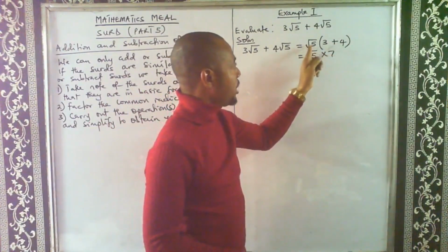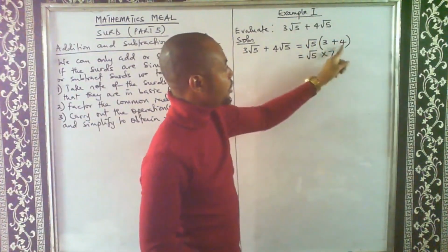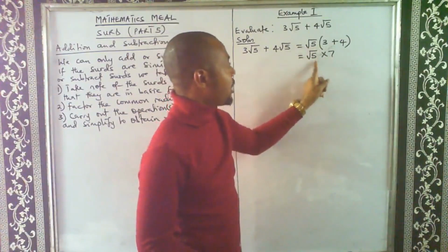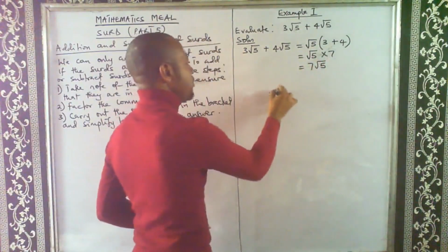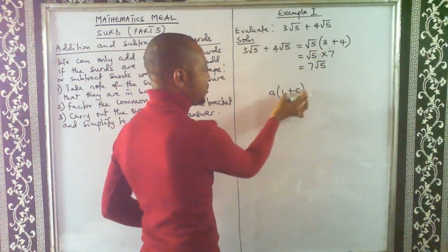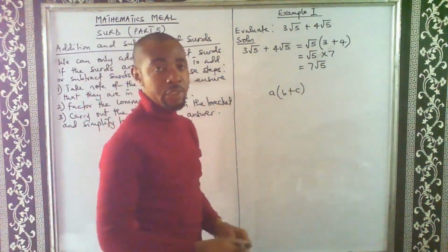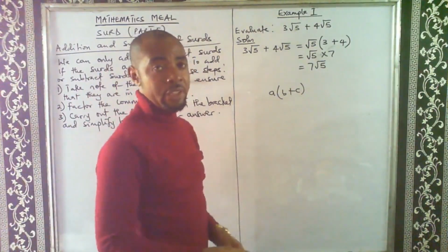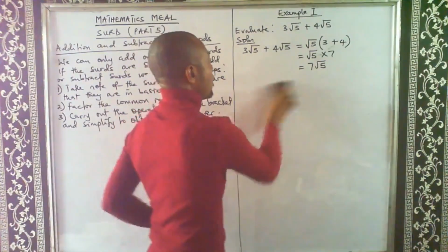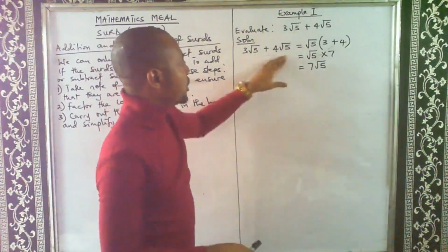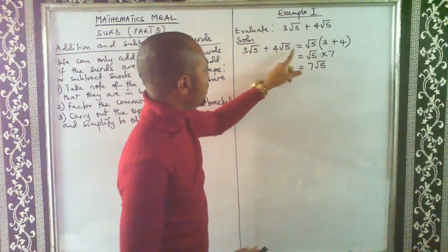So this means root 5 times bracket 3 plus 4. And 3 plus 4 will give us 7. So root 5 times 7 will now give me 7 root 5. We know that A bracket B plus C implies that A is multiplying everything in this bracket. Remember that multiplication is distributive over addition. That's one of the laws of algebra. So we took note of the surds, and they are in basic form. Then what next? We factored the common radical.